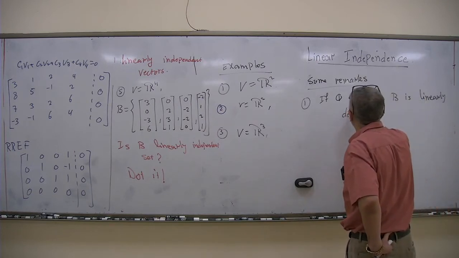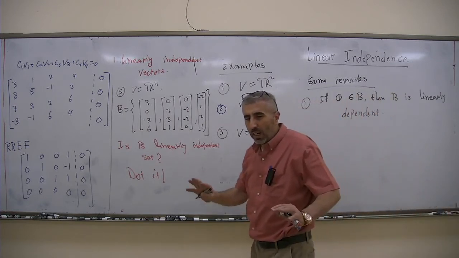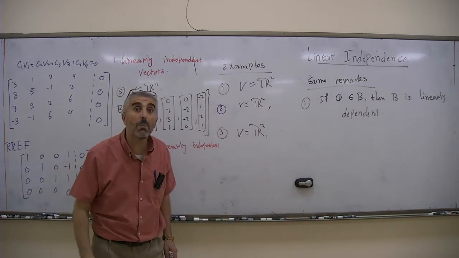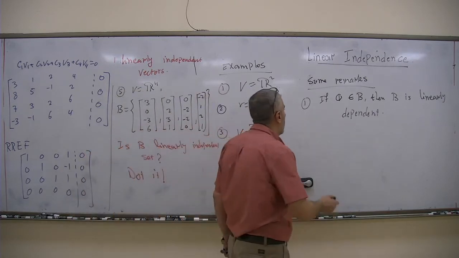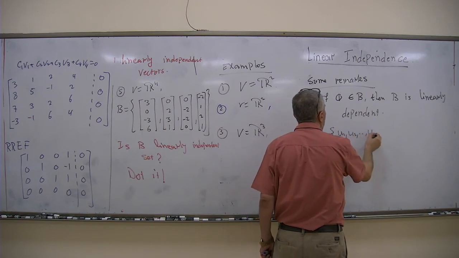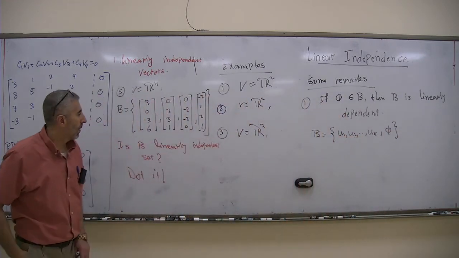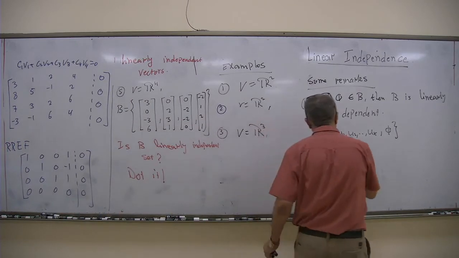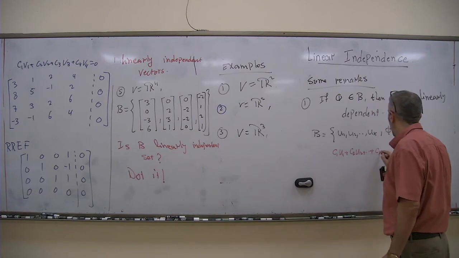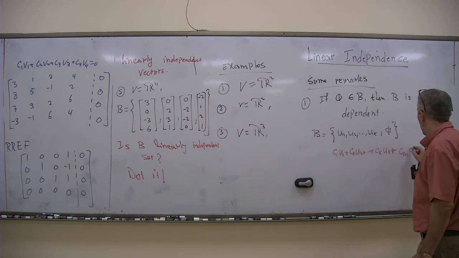Linearly dependent. Why is that? So if you have a set of vectors and 0 is one of them, that's it. It is linearly dependent. So 0 here is going to ruin your set. It's going to make it linearly dependent. Why? Well, let's see. B is, let's say here, U1, U2, up to UK, and here you have 0. Let's check the condition: C1U1 plus C2U2 plus up to CKUK plus C(K+1) times 0 equals 0.